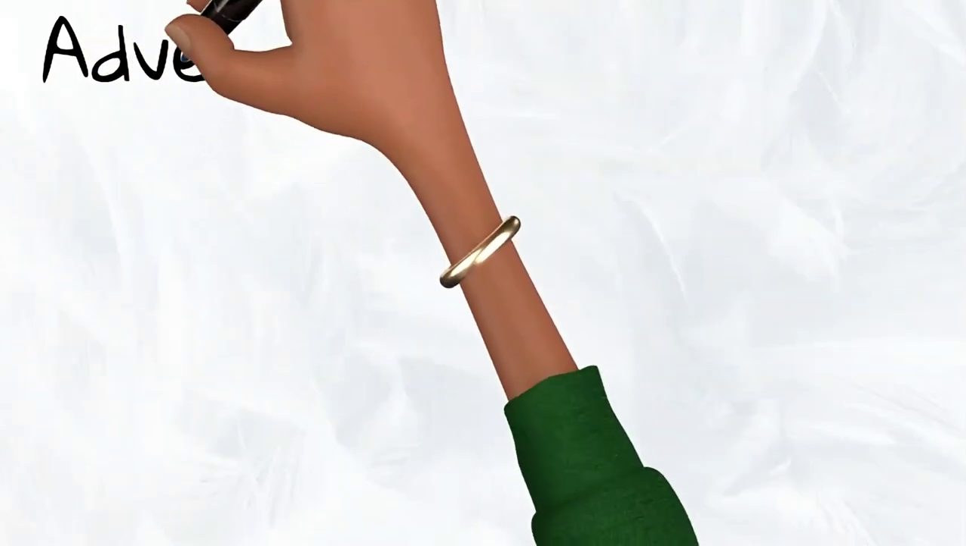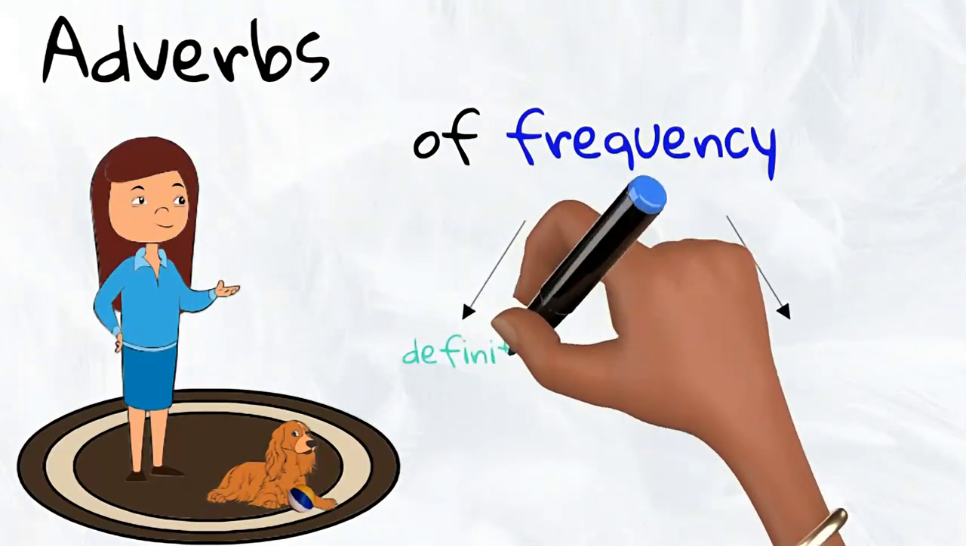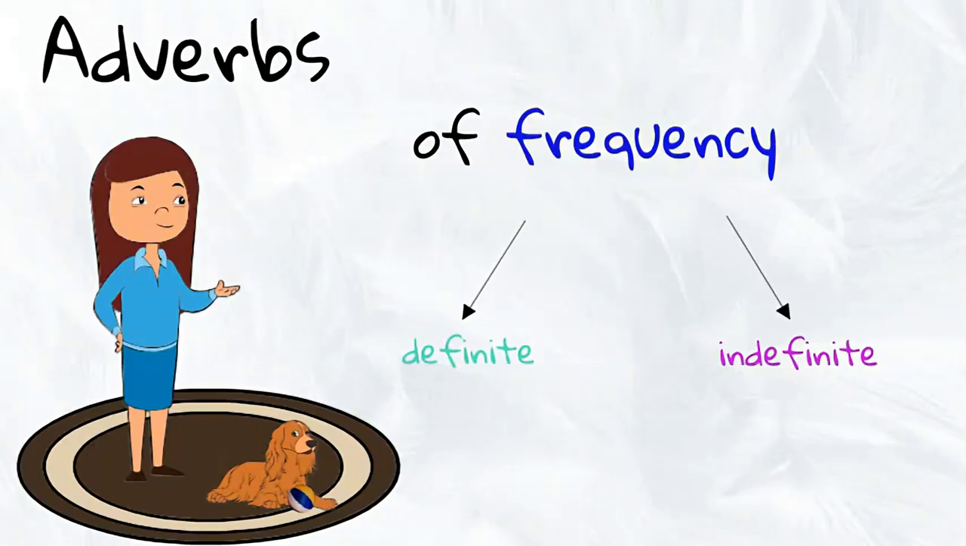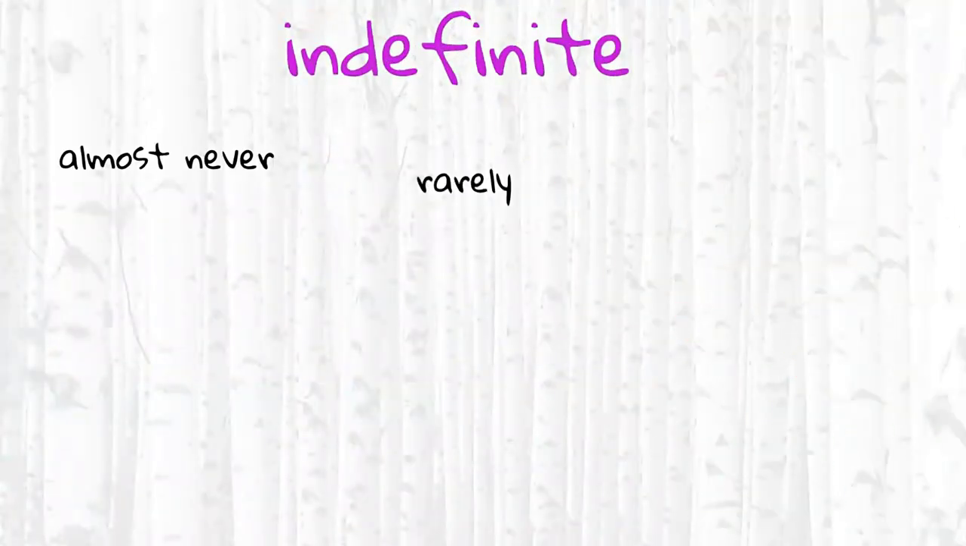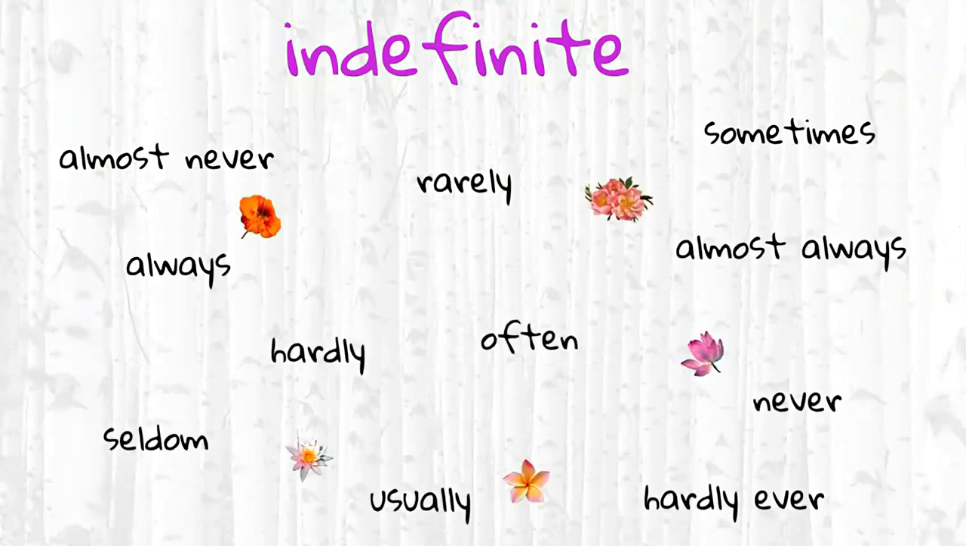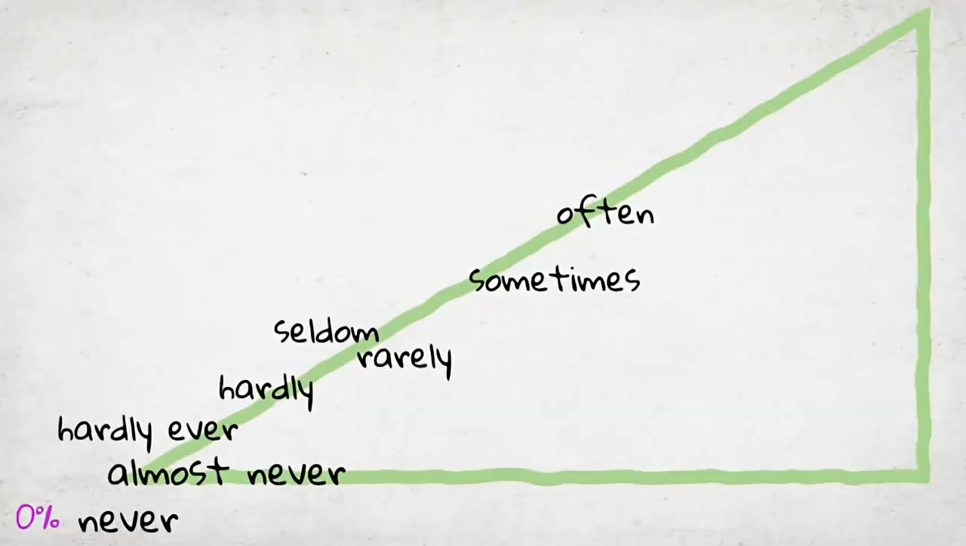We often use adverbs of frequency when using the present simple, not always, but often. And we have 2 categories of adverbs of frequency: the definite and the indefinite. Here are some examples of indefinite adverbs of frequency. Never, rarely, sometimes, often, hardly, almost never, always. And here is an overview of what they mean.